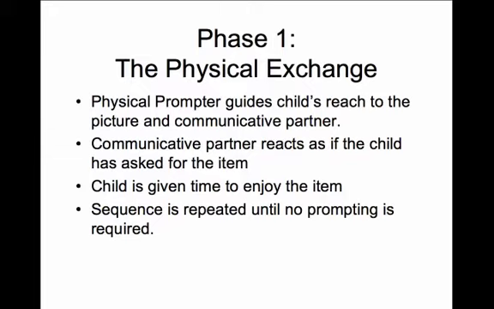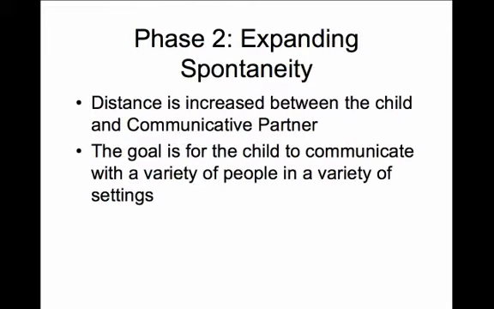Phase 1, the physical exchange. The child is guided to pick up a picture and exchange it for the desired object. Phase 2, expanding spontaneity. The trainer moves farther and farther away from the child, and the child experiences obstacles for the first time. New partners are also introduced in this phase.